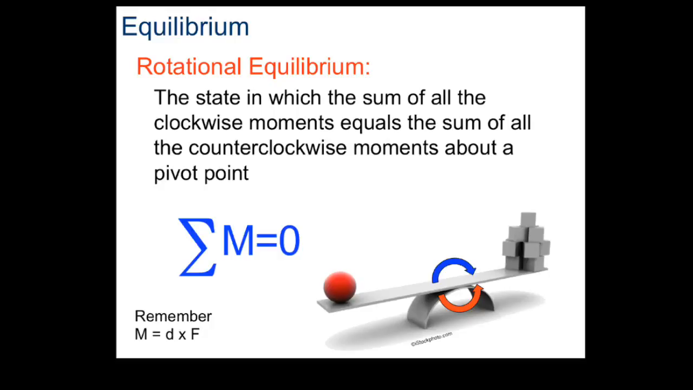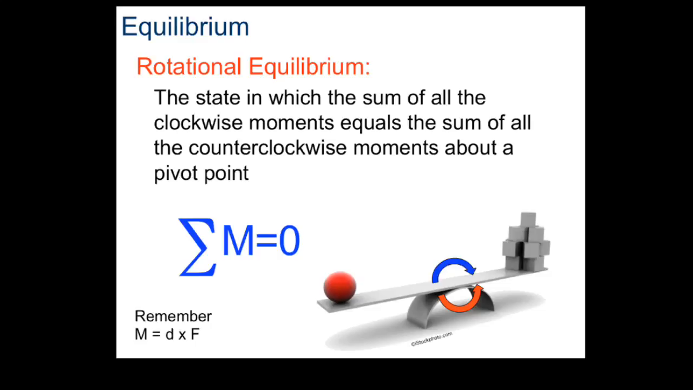Rotational equilibrium is almost the same as translational equilibrium, except it's about things that are spinning. If you have a lever or some kind of pivot point for an object, and it's not rotating, then you're in rotational equilibrium. That's the state in which the sum of all the clockwise moments equals the sum of all the counterclockwise moments about the pivot. Remember, a moment is the tendency to rotate around a certain point.